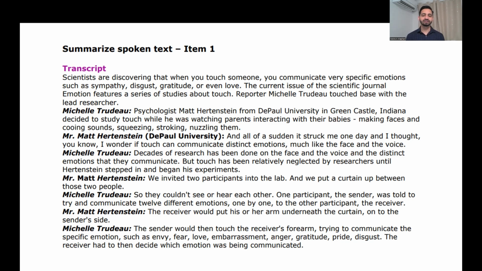We invited 2 participants into the lab and we put a curtain up between these 2 people, so they couldn't see or hear each other. One participant, the sender, was told to try and communicate 12 different emotions one by one to the other participant, the receiver. The receiver would put his or her arm underneath the curtain on to the sender's side. The sender would then touch the receiver's forearm, trying to communicate the specific emotions such as envy, fear, love, embarrassment, anger, gratitude, pride, disgust. The receiver had to then decide which emotion was being communicated.